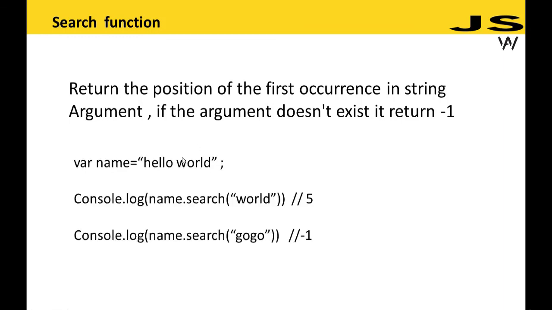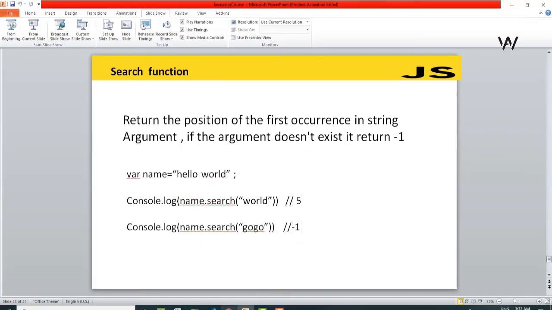For example, if we have a variable name called hello world, and I want to console log name dot search word, it will give me 5. Because this variable name contains the word word. So we return the position of W, the first letter of this word. If we search for the word go, and this sentence doesn't contain this word go, the function automatically returns -1.